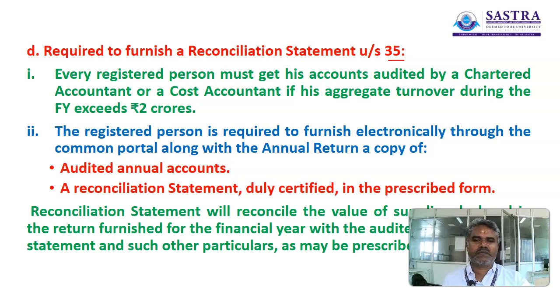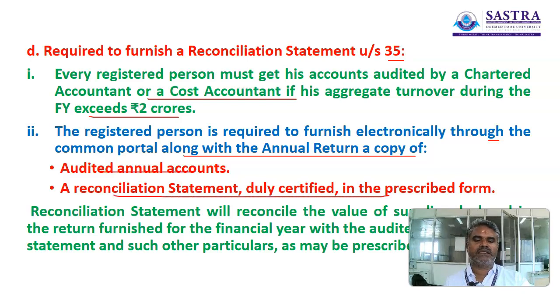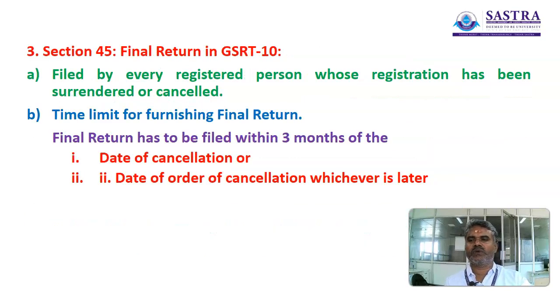So every registered person must get his accounts audited by a chartered accountant or cost accountant if his aggregate turnover during the financial year exceeds 2 crores. Once your turnover exceeds 2 crores, you have to audit your accounts with your chartered accountant or cost accountant. They have to be certified. The registered person is required to furnish electronically through the common portal, along with the annual return, a copy of the audited annual accounts and reconciliation statement duly signed in the prescribed form. So this is very, very important.